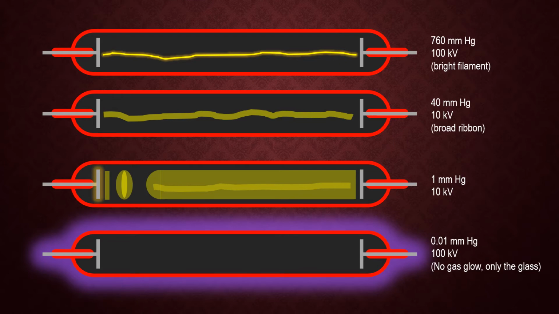Notice that it's around 10 kilovolts. This is the second tube from the top. And the band, the ribbon of discharge, starts to broaden and become somewhat diffuse. As you continue to lower the pressure of the gas in the tube, you broaden the ribbon further, and you start to see structure in the discharge itself.